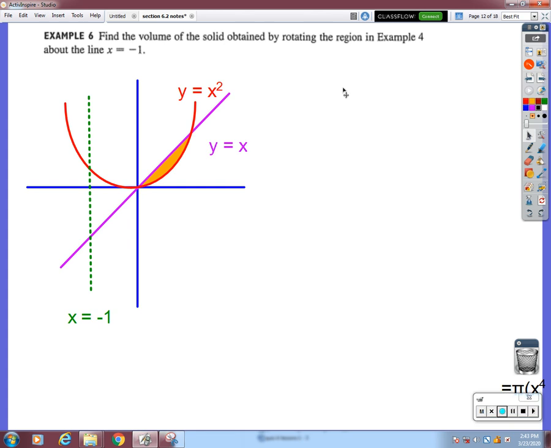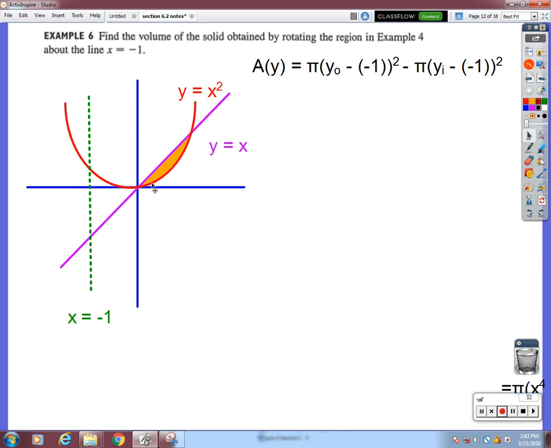So now since we're going sideways, things change a little bit. So my cross sections are going to be in terms of y, not in terms of x. But again, I'm going to take the outer curve, which is the farthest one away from the axis of revolution.